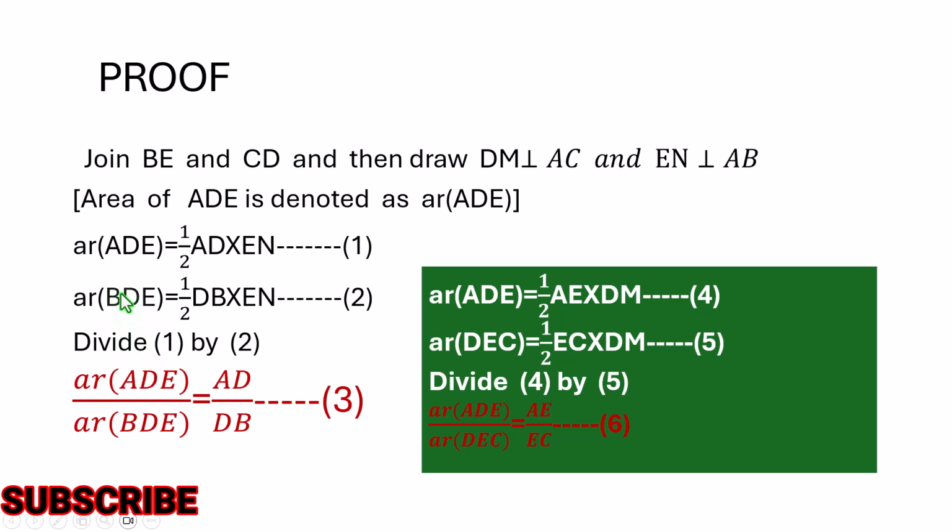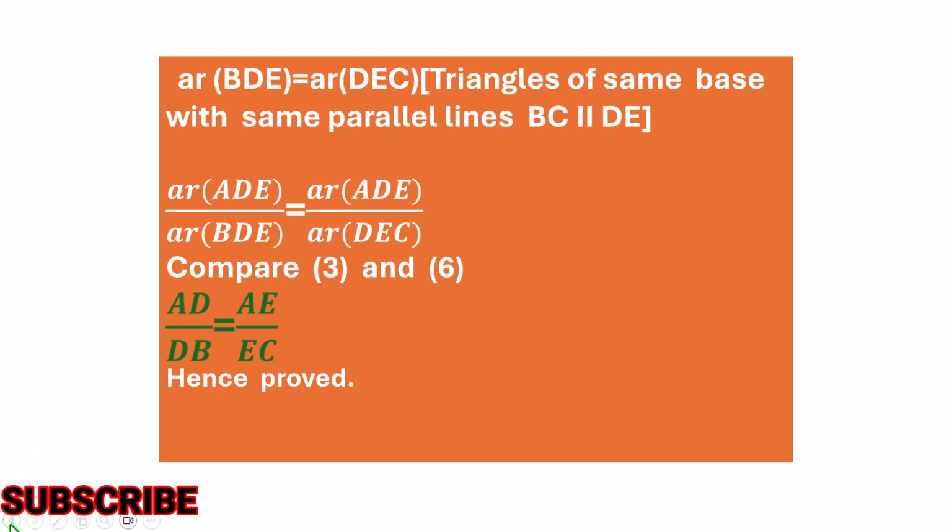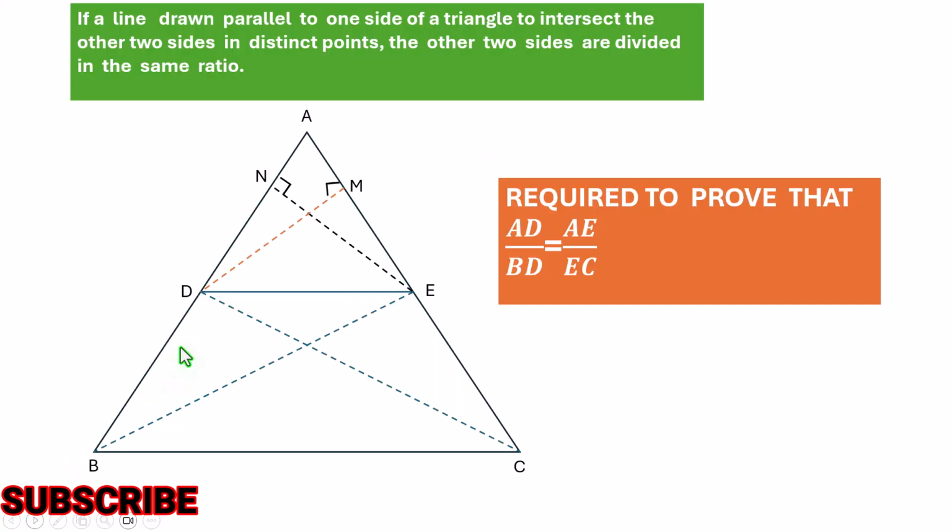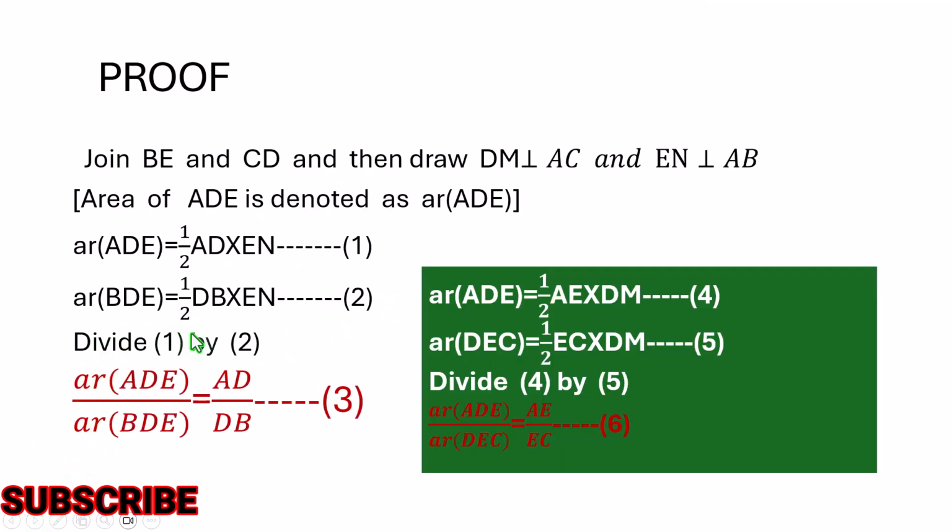Then we took the left side, now take the right side. Area of ADE on the right side is half into base AE into height DM. So area of ADE is equal to half into AE into DM.